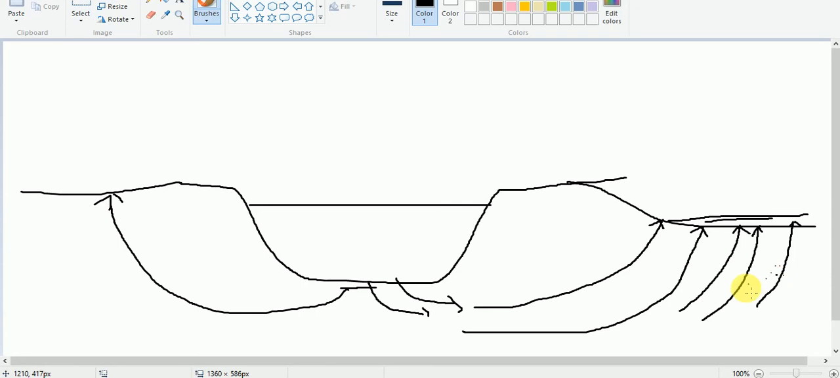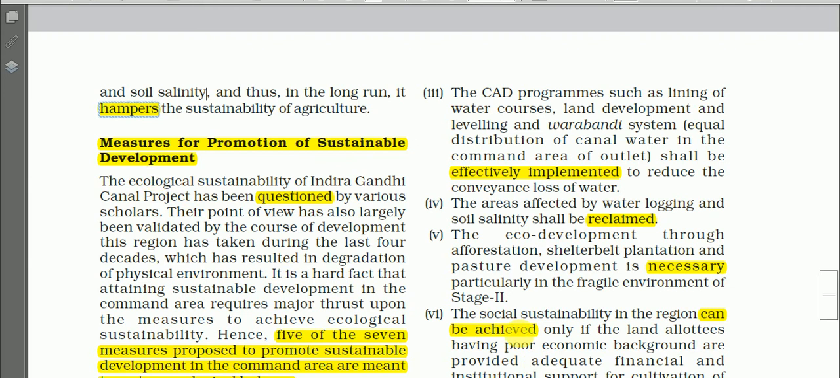On the one hand it becomes waterlogged, and on the other, the soils that contain salt, this salt is again dissolved by the water which is rising upward, and it is deposited on the surface, and when it is dried up because of the evaporation process, you'll find crystals of salt on the soil. So in this way, because of canal irrigation, waterlogging and soil salinity have been occurring.